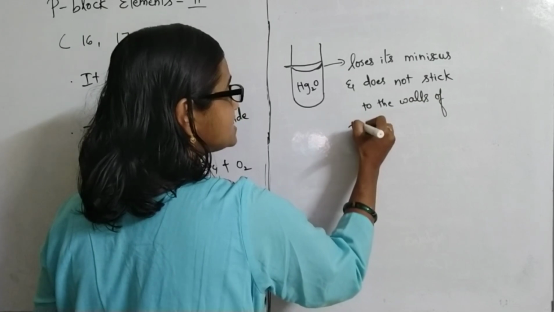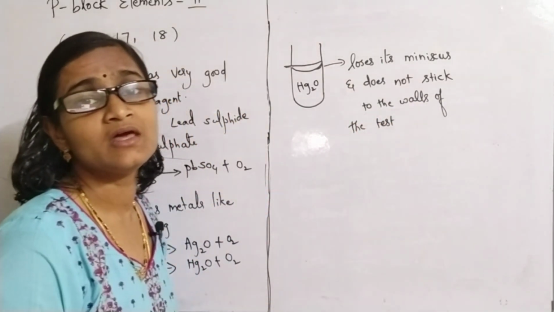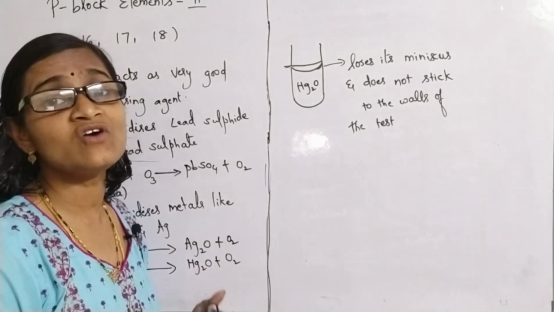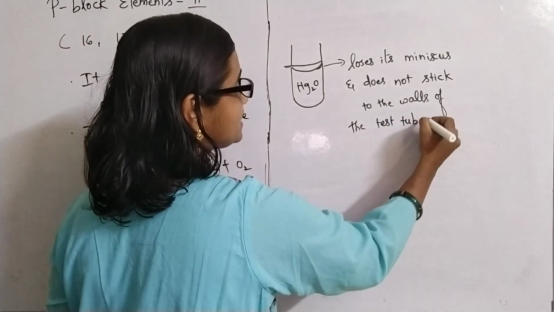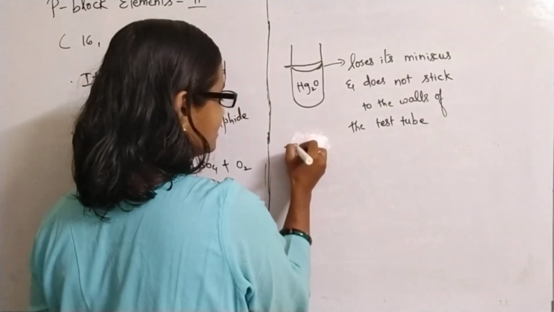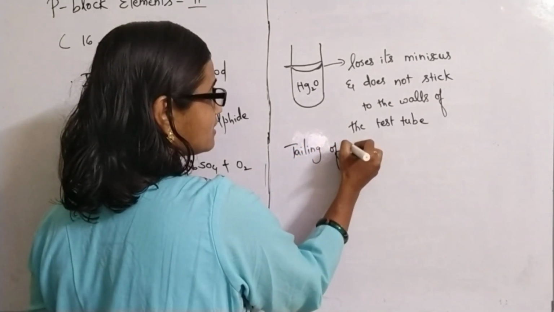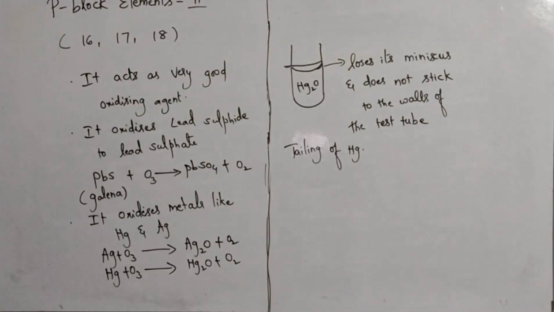And this phenomenon, you call it as what? Tailing of mercury. You might have heard. This phenomenon is called tailing of mercury: it does not stick to the walls of the test tube. This sometimes they ask in the EAMCET questions.